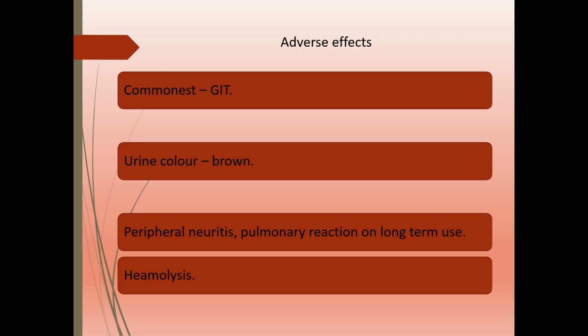It can also cause peripheral neuritis, which sometimes might be very severe. All these side effects occur when it is taken for a longer duration. Pulmonary reaction: it can also cause pulmonary fibrosis on long-term use, and it can also cause hemolysis in G6PD deficient patients. So these are the side effects, and again the commonest is GIT disturbance.